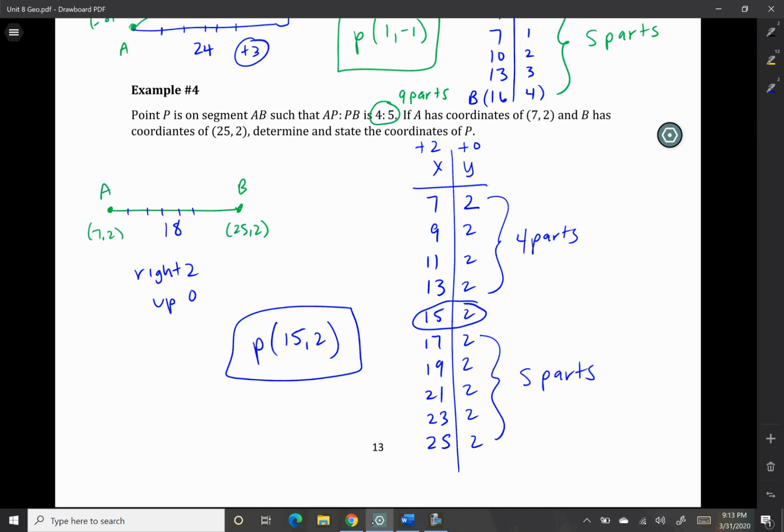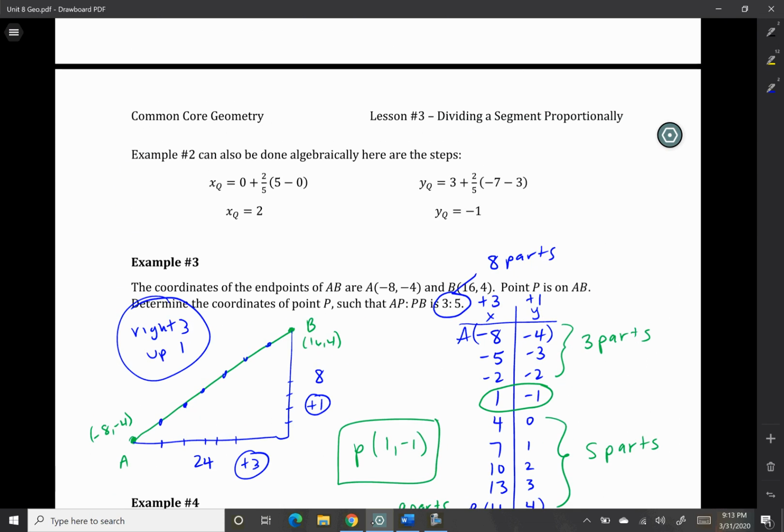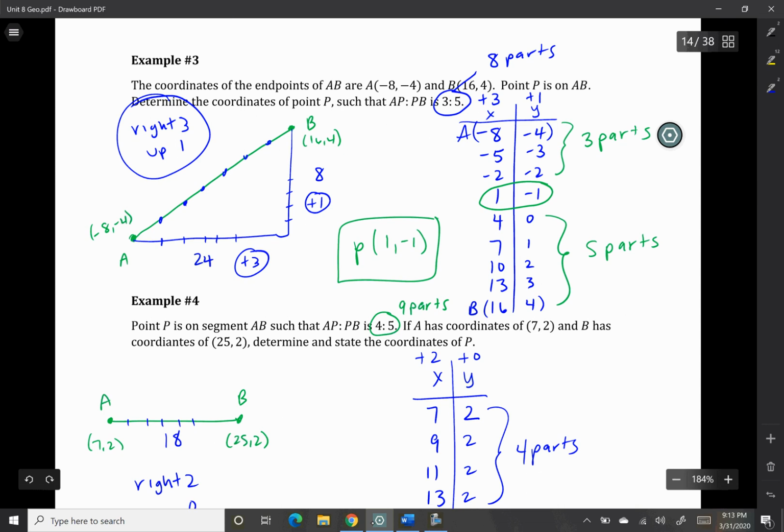If you don't like this method and you'd rather have something that's an equation, again, like I said before, Google algebraically dividing a segment proportionally. Videos will pop up, or email me. I'll even find it for you and send it to you. I personally think it's harder. I think the method I'm showing you in this video is a lot easier.